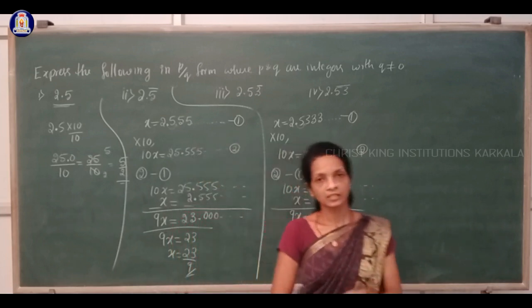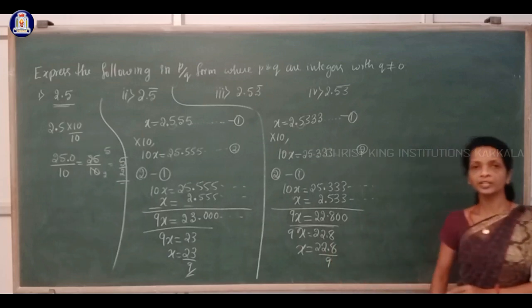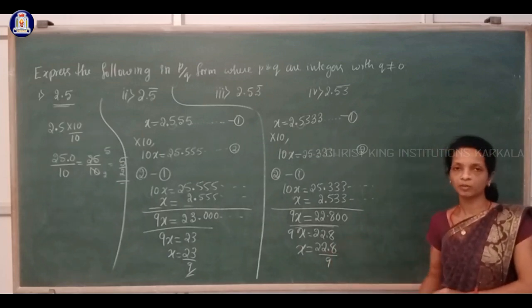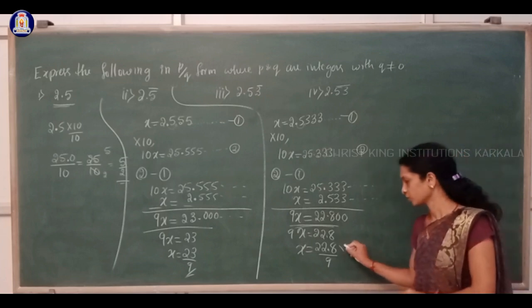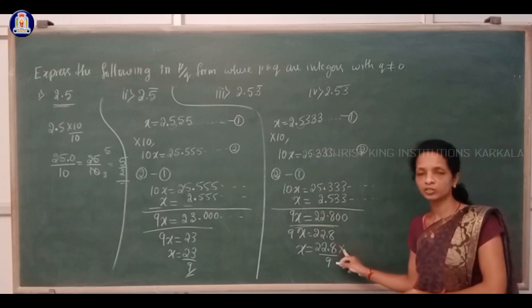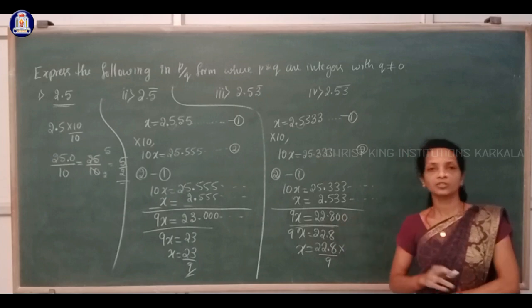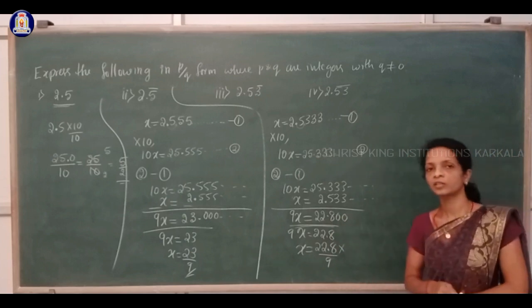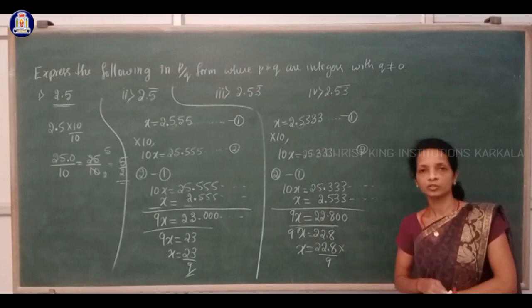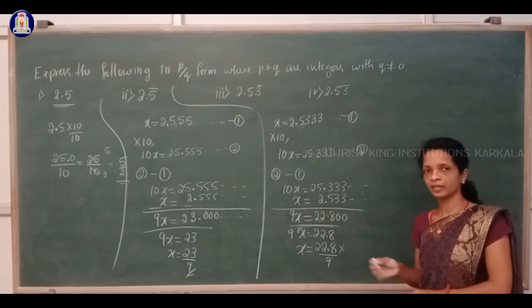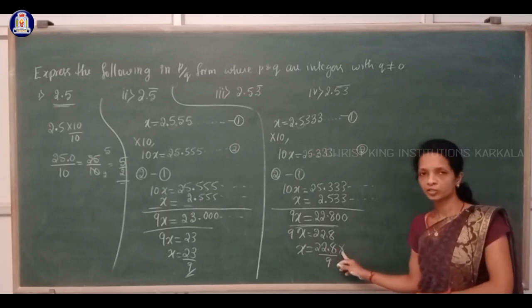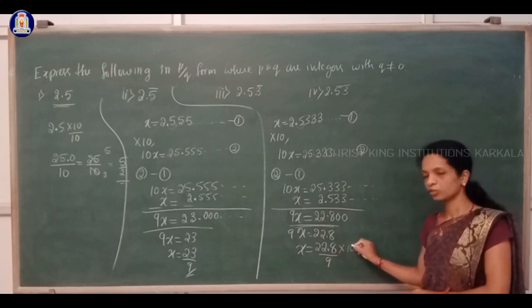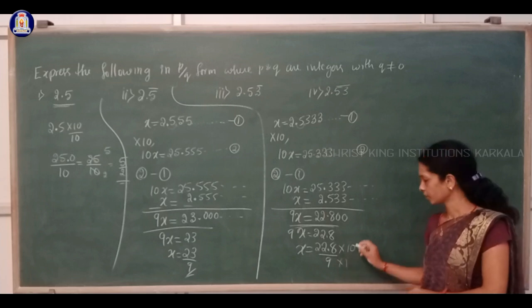To make a decimal number an integer, you have to multiply by 10 now. Why? Because after the decimal point you have only one digit. If after the decimal point only one digit is there, to make it an integer you have to multiply by 10. If after the decimal point 2 digits are there, to make that an integer you have to multiply by 100, like that. Now only one digit is there after the decimal point, so you multiply both numerator and denominator by 10.